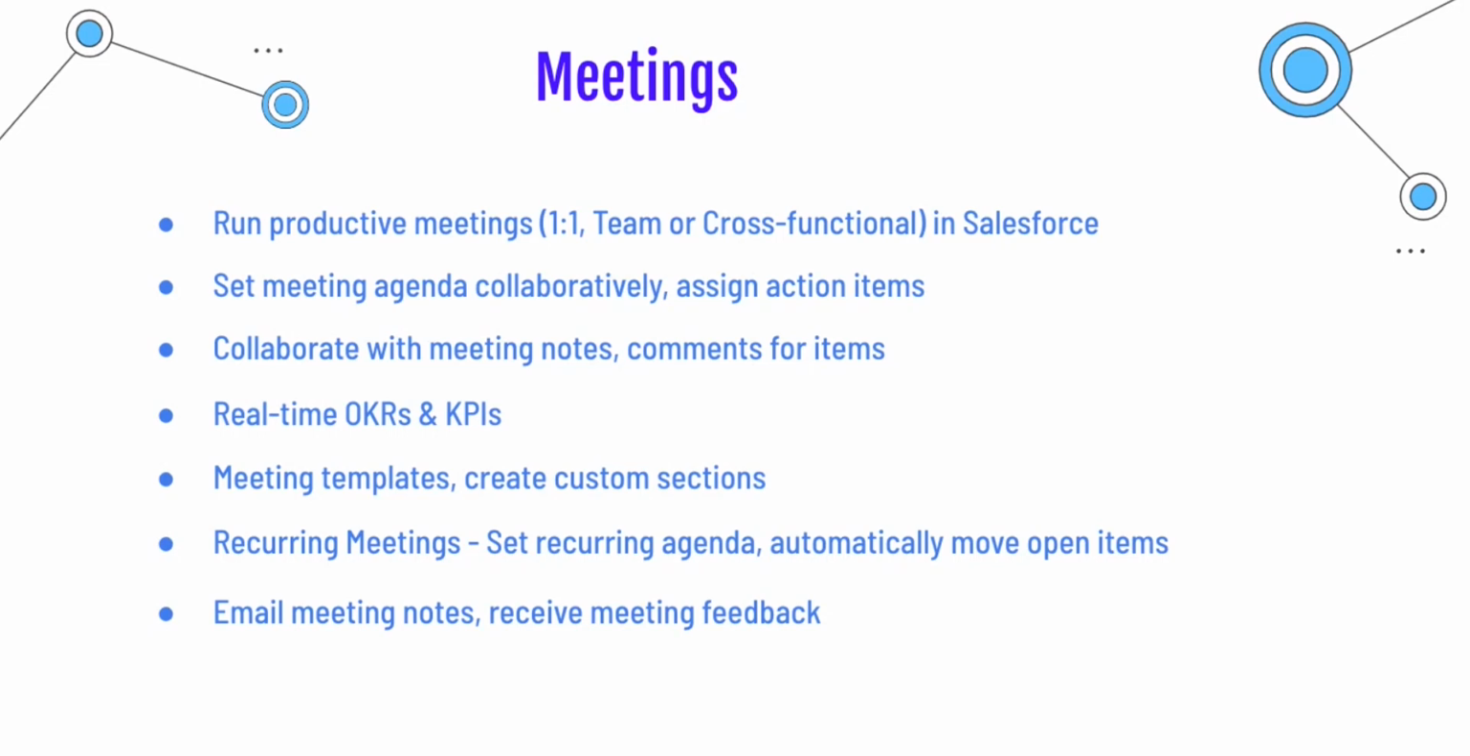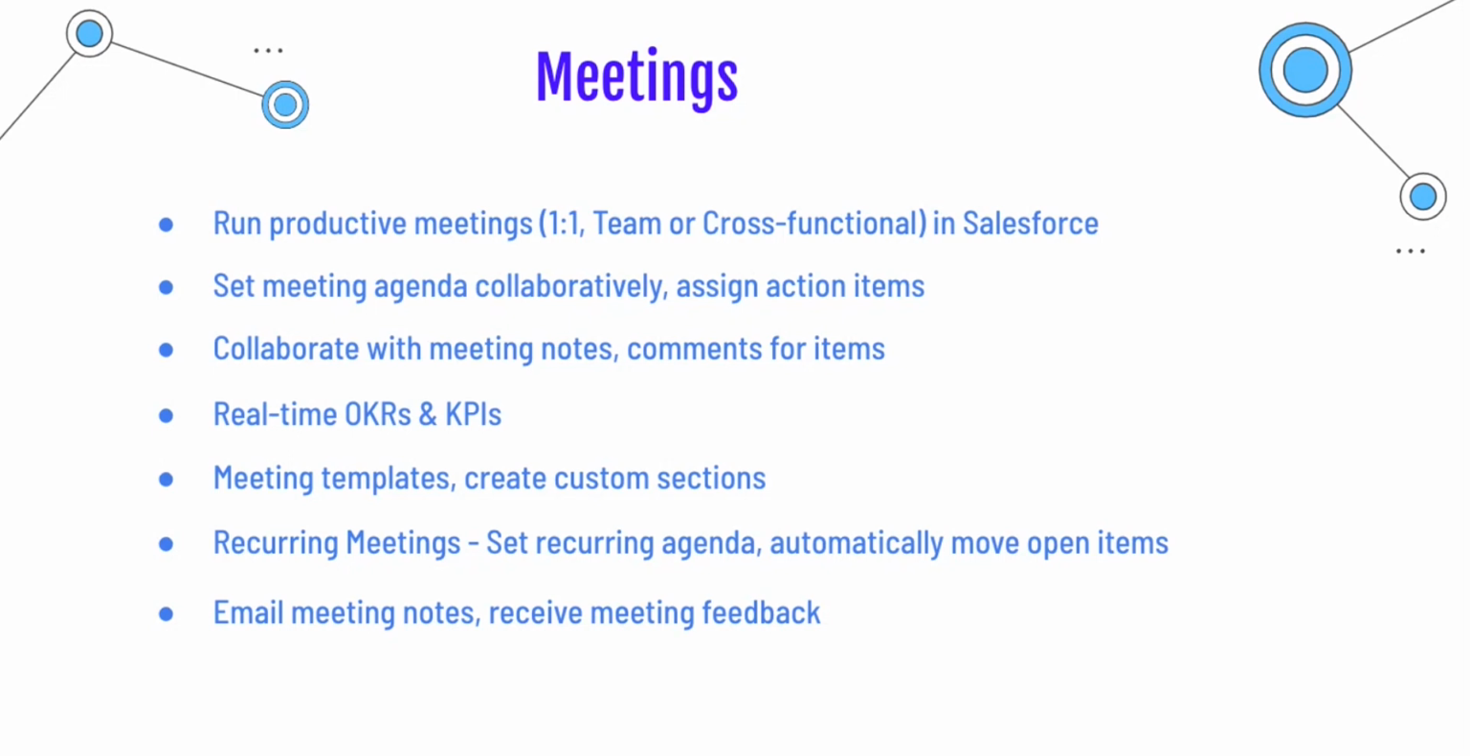In this video, we are going to see about meetings in OKRs. Meetings allows you to run productive meetings in Salesforce. You can run one-on-one, team meetings, or even cross-functional meetings. In meetings, you can set the agenda collaboratively along with the other team members. You can assign action items, and you can also collaborate with meeting notes or comments for each of the agenda or action items. In meetings, you can also look at real-time status for OKRs and KPIs for teams or users.